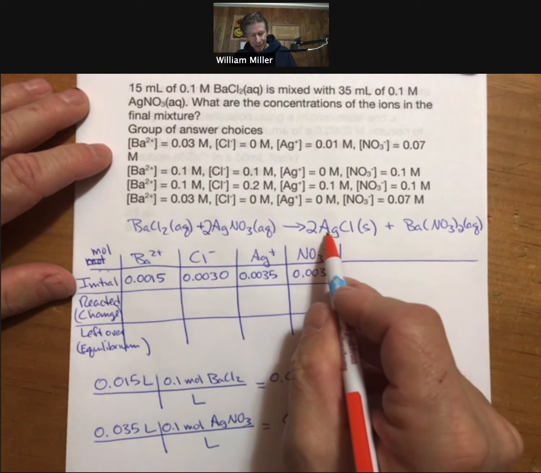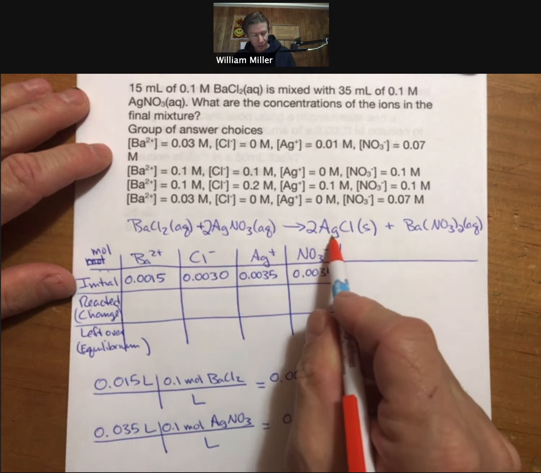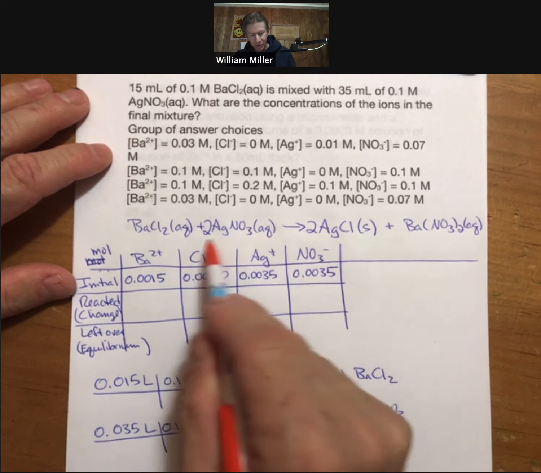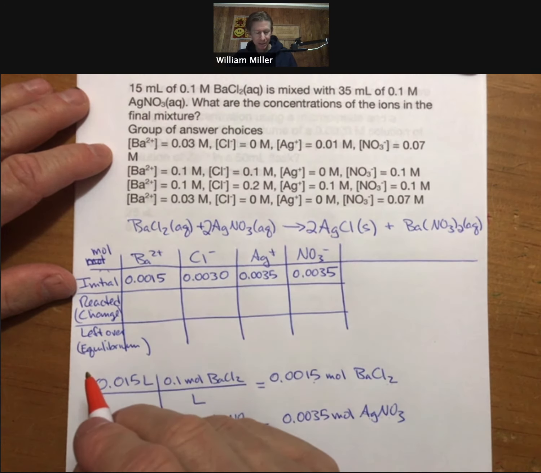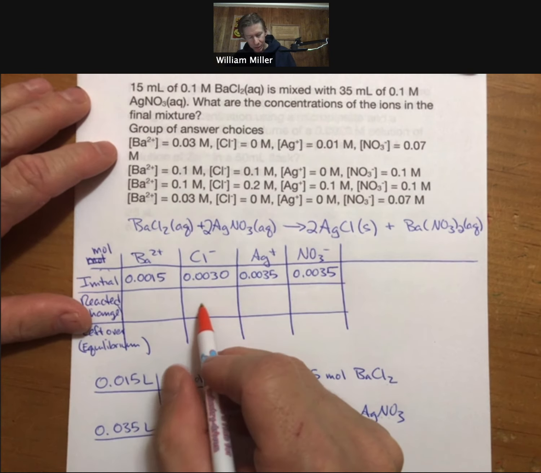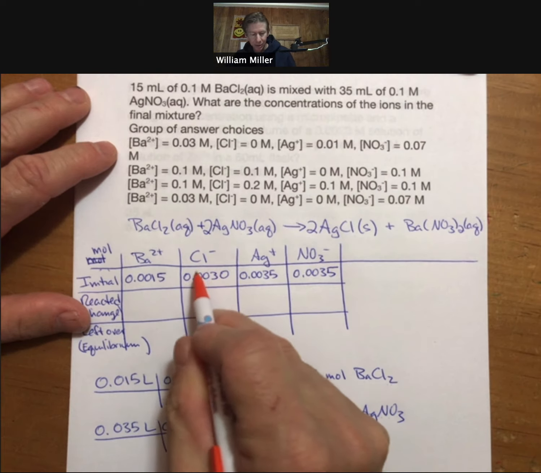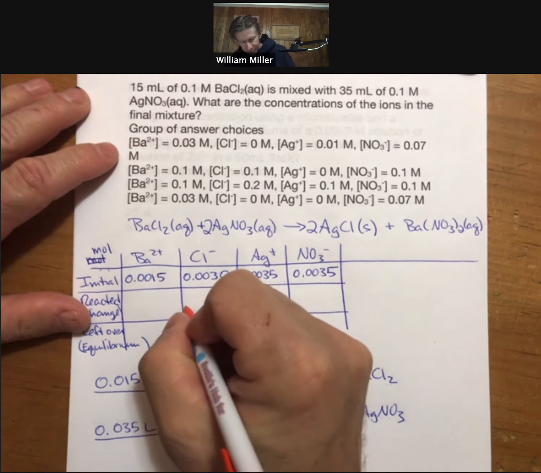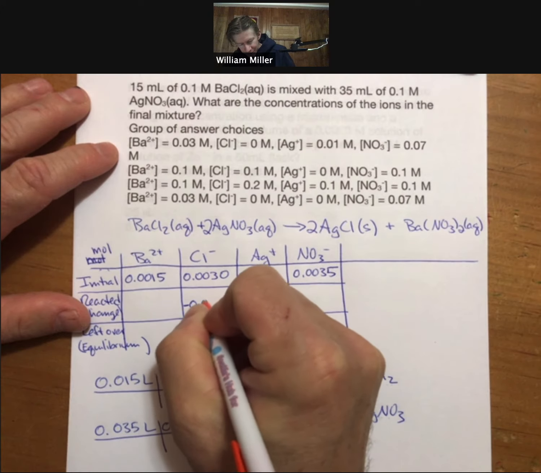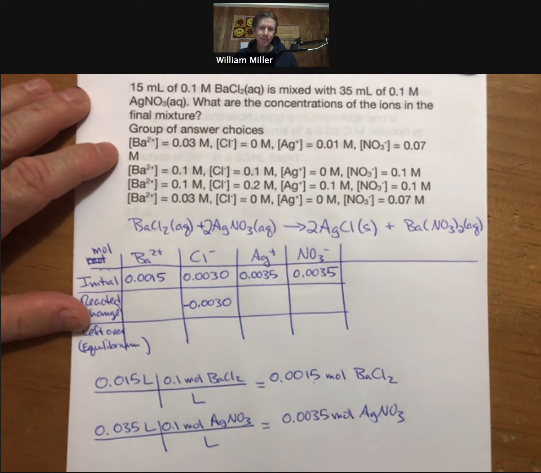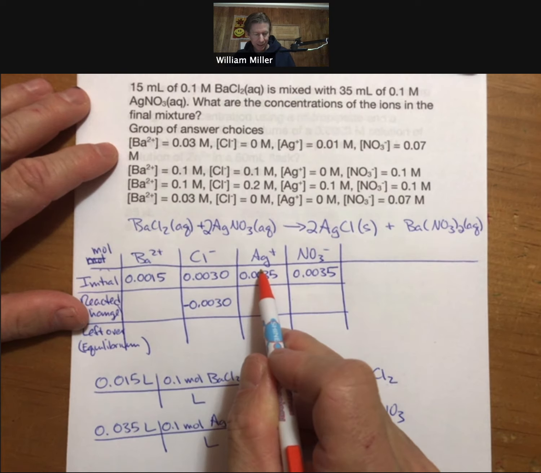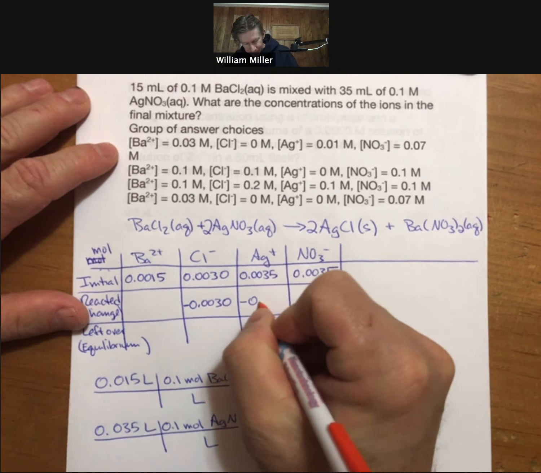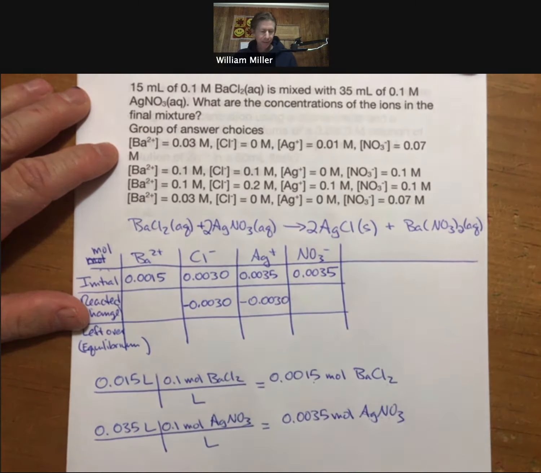These react essentially 1:1, or 2:2 for silver to chlorides. So what we're going to see is that chloride has the smaller number of moles. We're going to assume that is our limiting reactant. And as much of the chloride as reacts is the same amount of the silver that reacts.